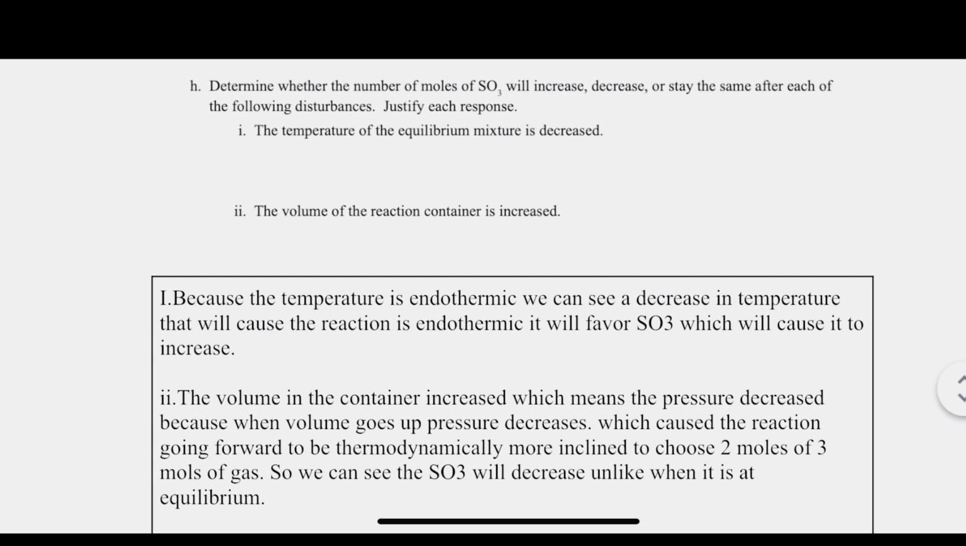And then for the second part, the volume of the reaction container is increased. So the volume increases, which means the pressure decreases, because when volume goes up, the pressure decreases, which causes the reaction going forward to be thermodynamically more inclined to choose 3 moles of gas over 2 moles of gas. So we can see that SO3 will decrease compared to when it is at equilibrium.